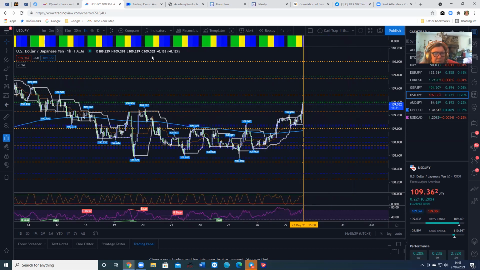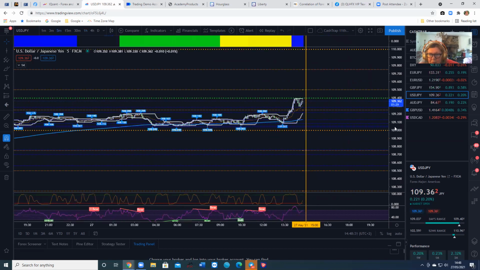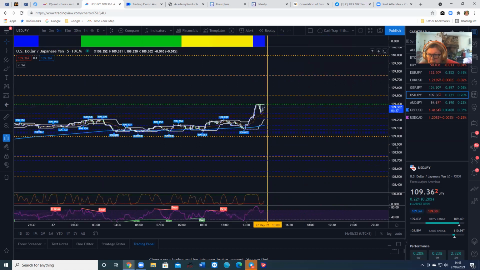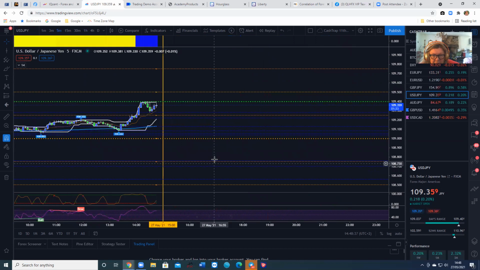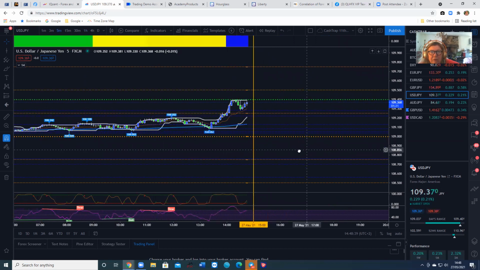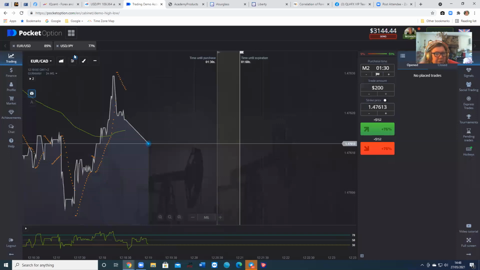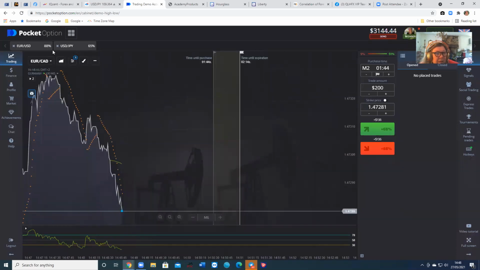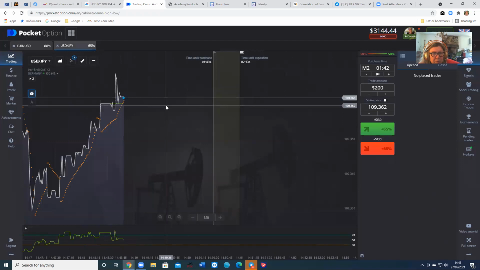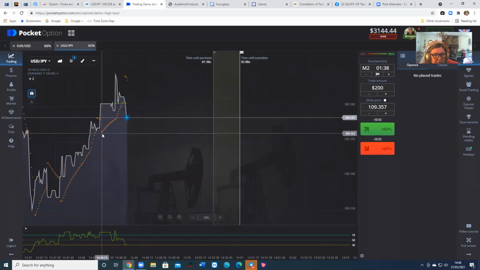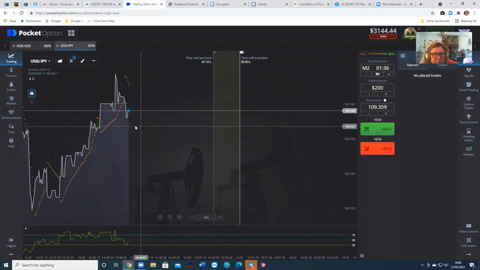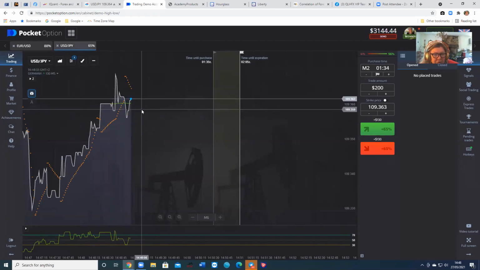I'll put it back on the 5-minute, and let's have a look. I'm particularly trying to take some 5-minute trades in Tokyo. So I've opened up Pocket Option because it's good for new people. You can start with $50. It's very nice on the phone. Les said the app is very good on the phone.